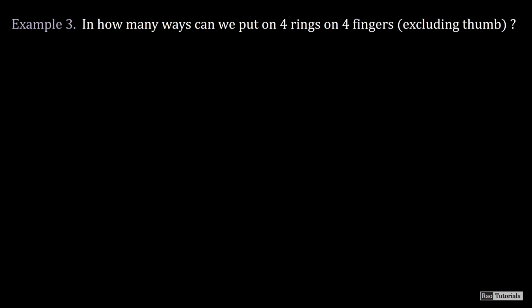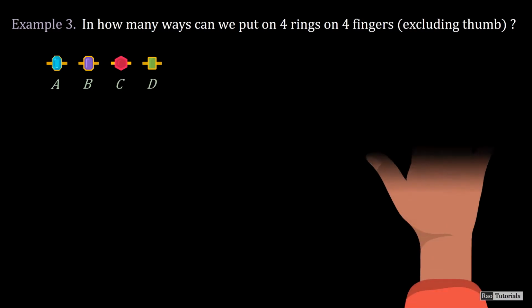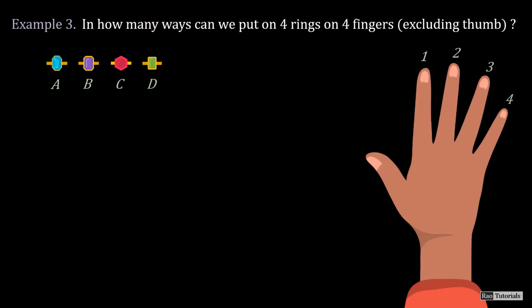The next problem is, in how many ways can we put on 4 rings on 4 fingers? So we have 4 rings, let them be A, B, C, D, and 4 fingers, 1, 2, 3, 4. We can wear any ring independently on any of the 4 fingers. We can even have multiple rings on a single finger, assuming that the fingers are long enough to accommodate all 4 rings. Pause the video and give this problem a try.